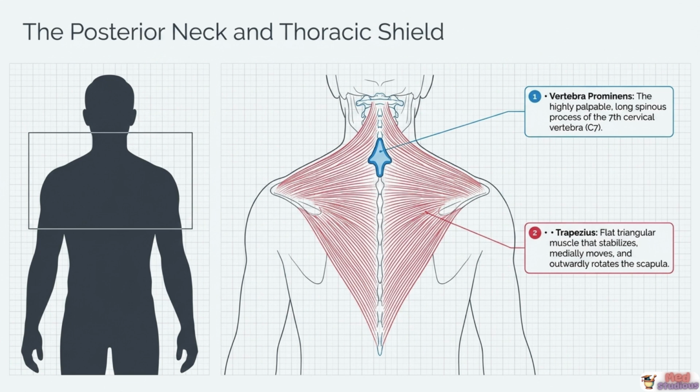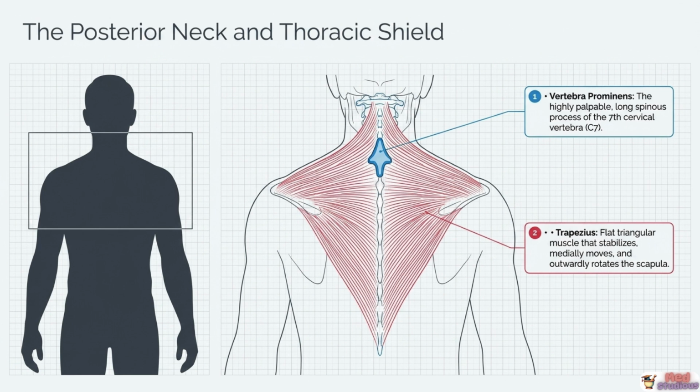This is the universal starting point for counting vertebral levels on the back, essential for procedures including lumbar puncture, epidural anesthesia, and thoracentesis. The second dominant structure is the trapezius, a large, flat, diamond-shaped muscle covering the posterior neck and upper back. It has three functional portions. The upper fibers elevate the scapula and shoulder shrug. The middle fibers retract the scapula, and the lower fibers depress the scapula.